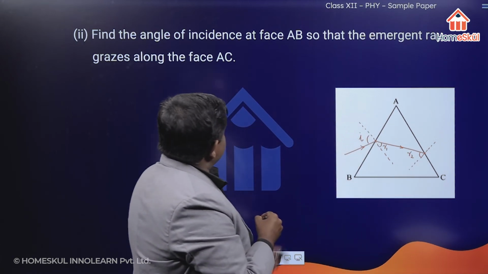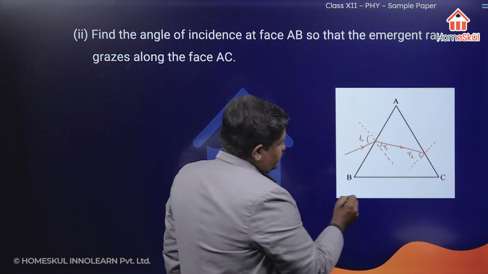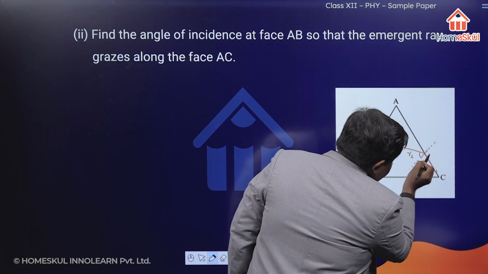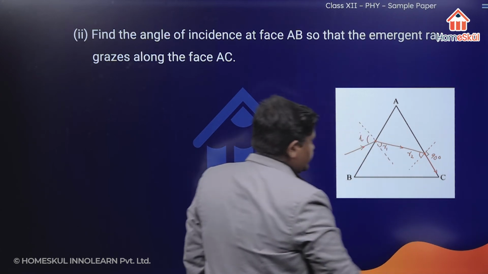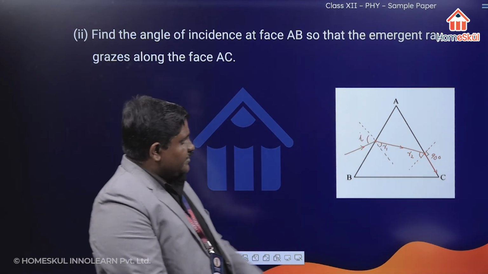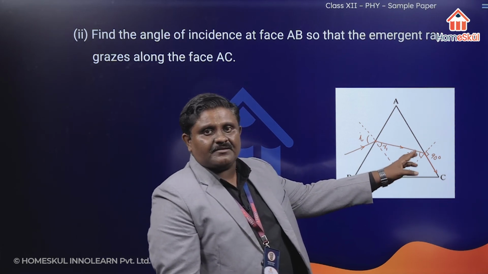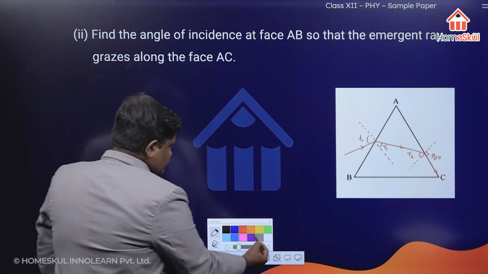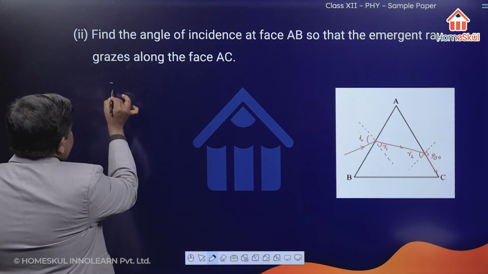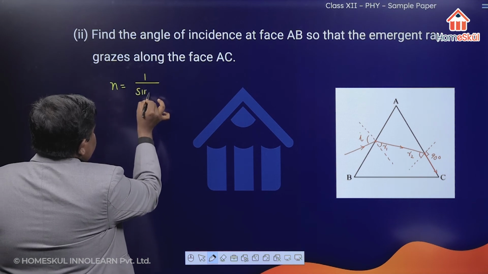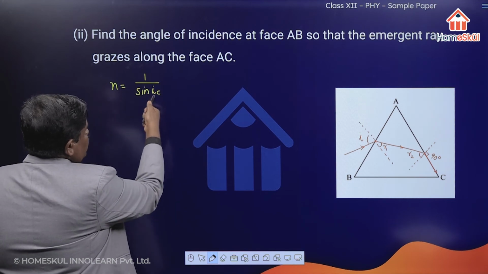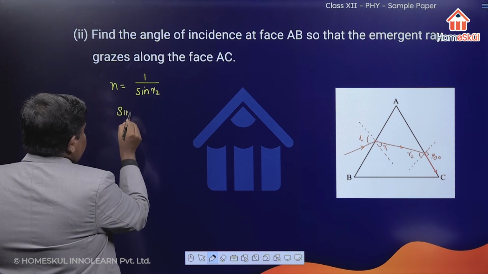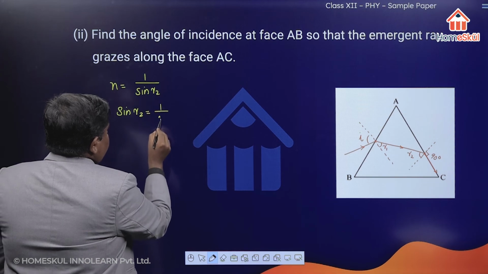Then according to our question, the emergent ray grazes along the face AC. That is the condition. So this angle is 90 degrees. Okay, therefore this R2 is our critical angle. First we have to find out that critical angle by using the equation. Okay, that is n is equal to 1 by sine IC. Instead of this IC, we have to write it as R2. Okay, therefore sine R2 is equal to 1 by n.